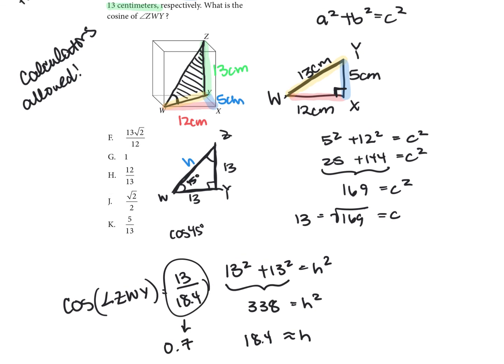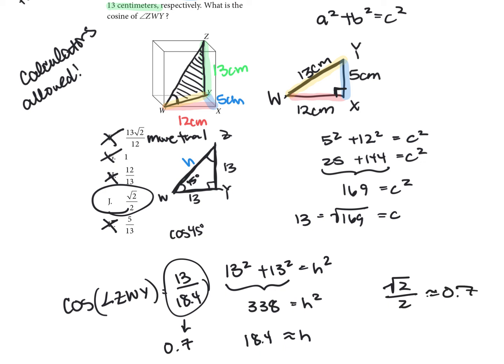And if you check here, this is not it because this is more than 1. This is equal to 1, that doesn't work. This is not equal to 0.07, this is not equal, and it does end up being this one. If you plug a square root of 2 over 2 into a calculator, you will get about 0.7. Let me know what questions you've got.